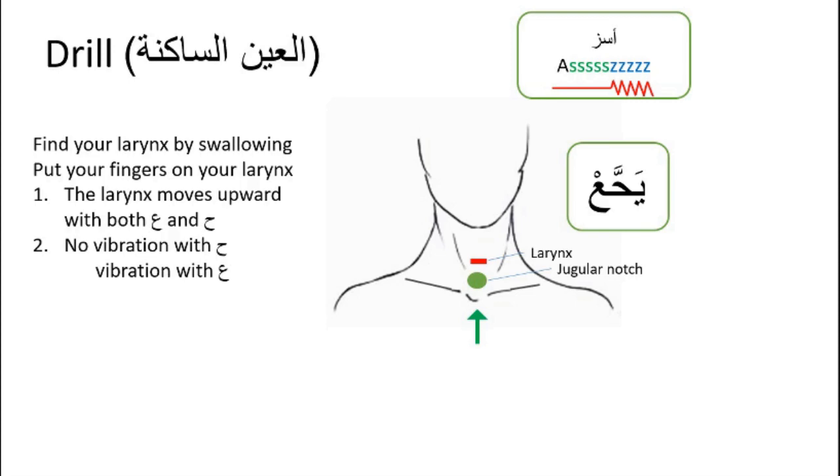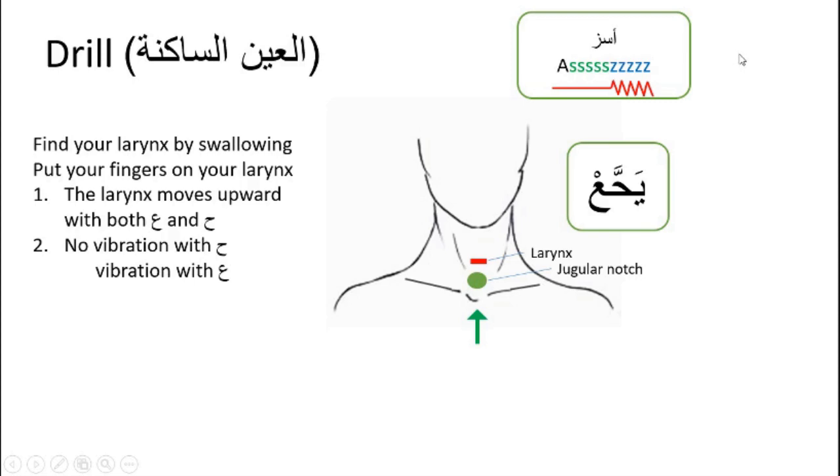So now let's practice Al-Ayn as-Sakina. The first thing you need to do is to locate your larynx, and you can do that by swallowing, as I explained in the introduction video. And now you put your fingers on your larynx and try to recognize the difference between a letter of hams and a letter of jahr. So Sin is a letter of hams, and Zay is a letter that has jahr.